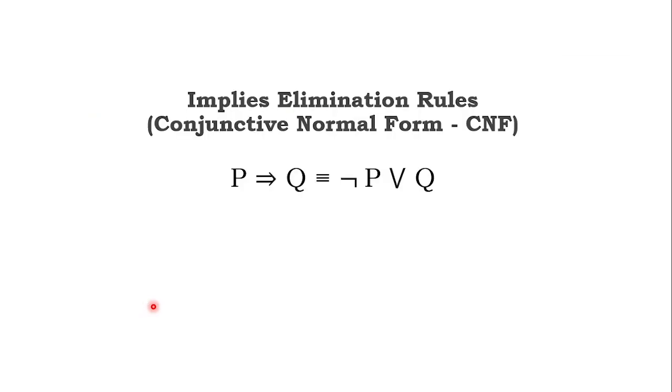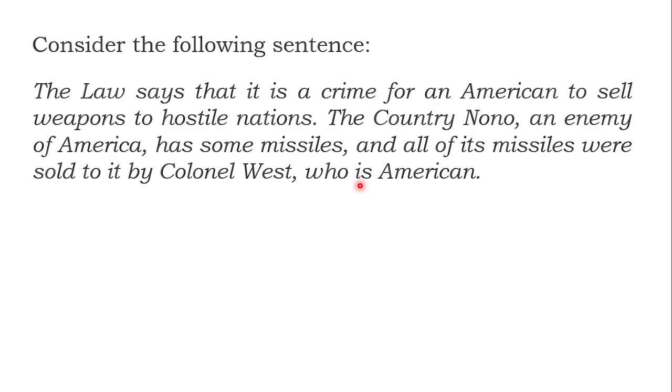A small recap. What is CNF? Conjunctive normal form. That is the procedure to remove implies. The equivalency is remove implies and put OR gate, disjunction. The first term you should negate. That's all. Nothing else. Now I will go back to the same statement, the paragraph.